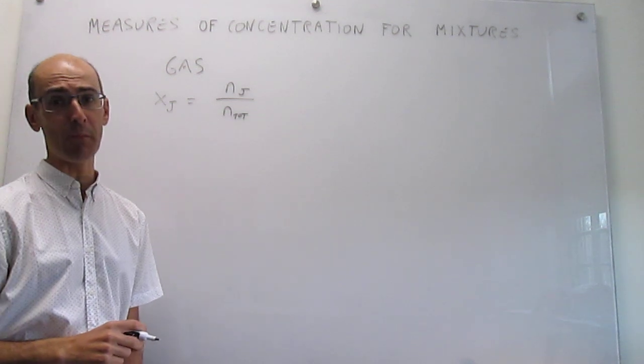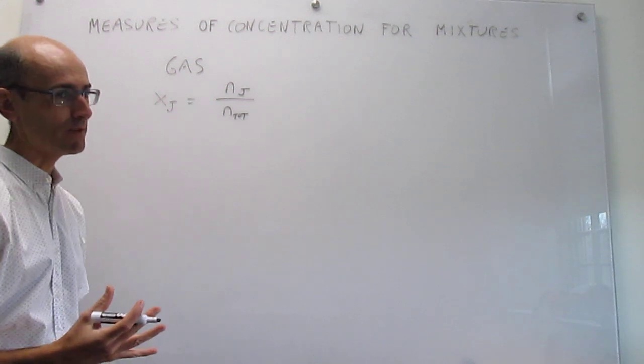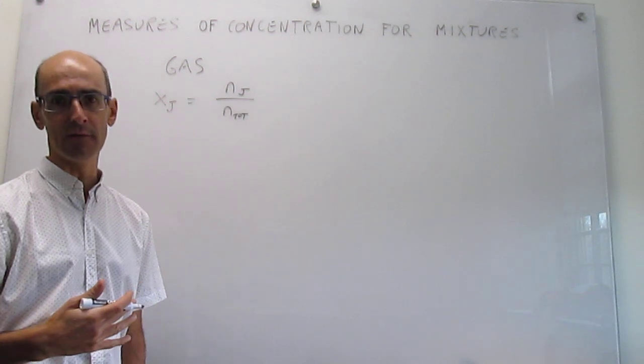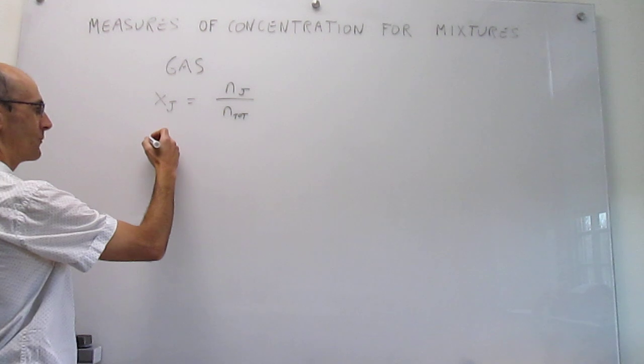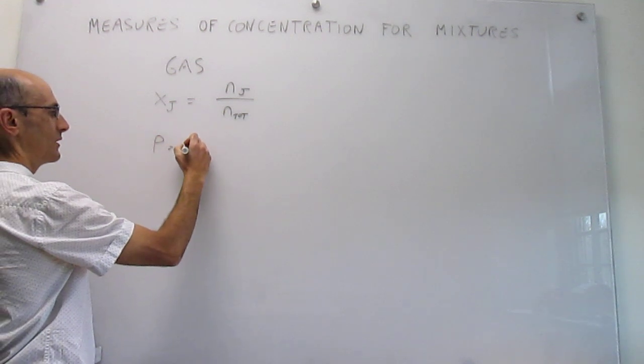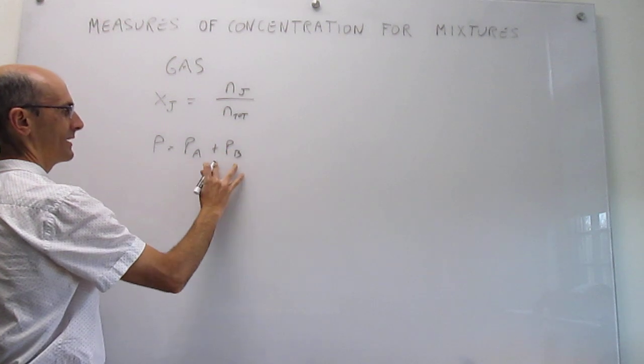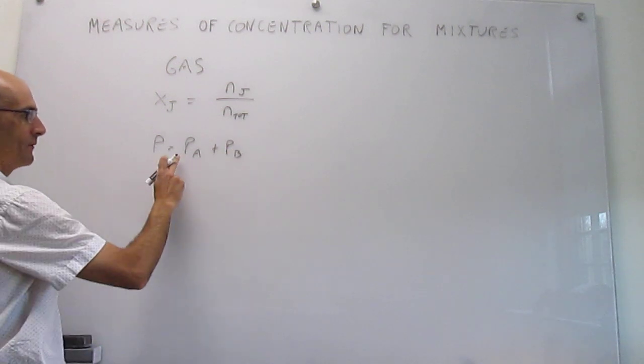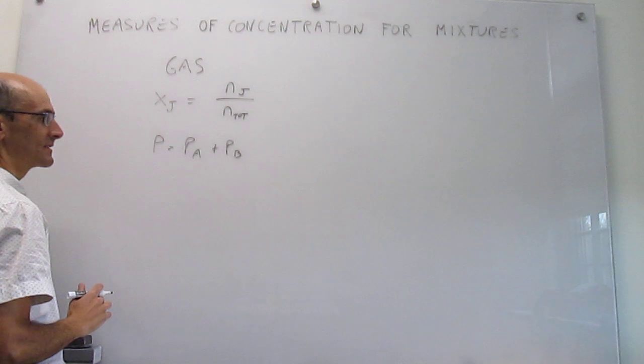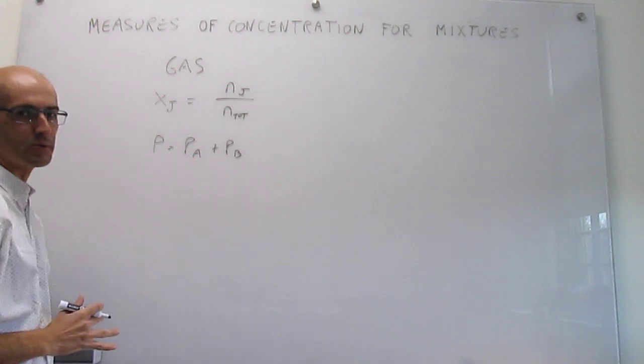You can also use partial pressures. Right? So if you have a mixture of, say, two gases, the total pressure of the mixture is simply going to be equal to the sum of the partial pressures of each one of the components, A and B. Right? So this is Dalton's law, in essence, and these partial pressures are also useful.